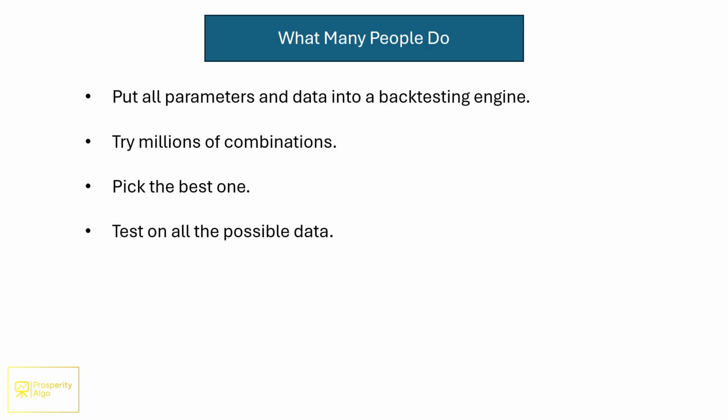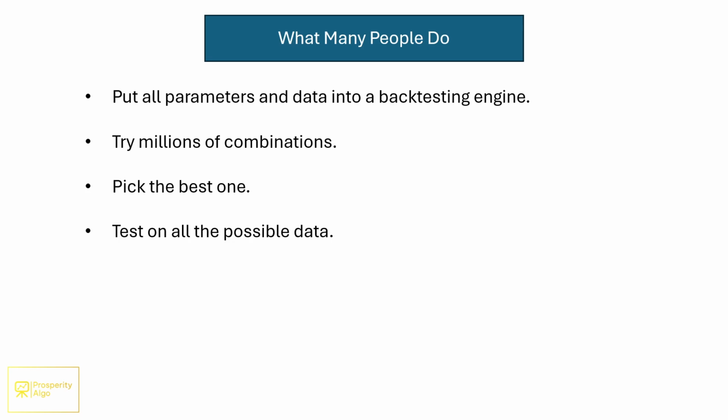But what they'll do is they'll put all parameters and data into a backtesting engine. So if they have 5 years of data, they will put all of those 5 years into the backtesting engine. And in terms of parameters, not only will they optimize their entries, they'll also optimize their exits, they'll optimize their stop losses, their take profits, and they'll do all of this at the exact same time. Then after running an optimization on all of their data, they'll go and they'll pick the best possible combination, and they would have done millions of iterations where you vary the stop loss, take profit, entry, exit, filters, and they simply pick the best one.